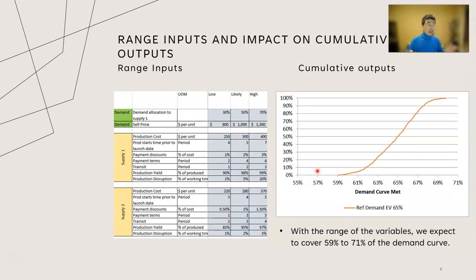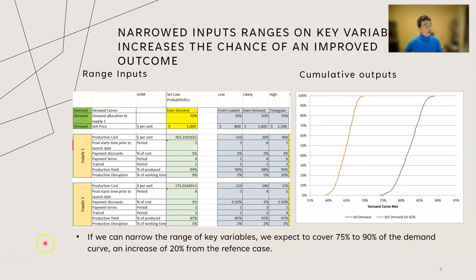When I permutate the inputs of supplier 1 and supplier 2 over here, I generate a cumulative outcome on a metric, in this case, the amount of demand curve met. On one hand, the lowest coverage is about 59% with all the variables considered. On the other hand, the high end is 70% coverage of the demand curve. So if we cannot narrow the range of variables, the result is the entire curve from 59% to 70%.